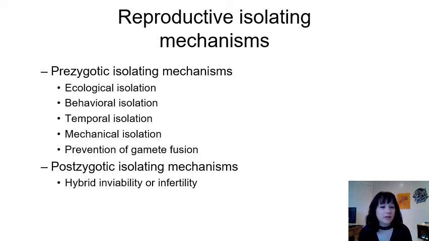Another example, prevention of gamete fusion. So the animals mate, but then the egg is never fertilized. For some reason, the sperm is never able to fertilize the egg. Post-zygotic isolating mechanisms: again, the egg is fertilized, but that zygote is never able to form into a fully functional adult with reproductive capability.